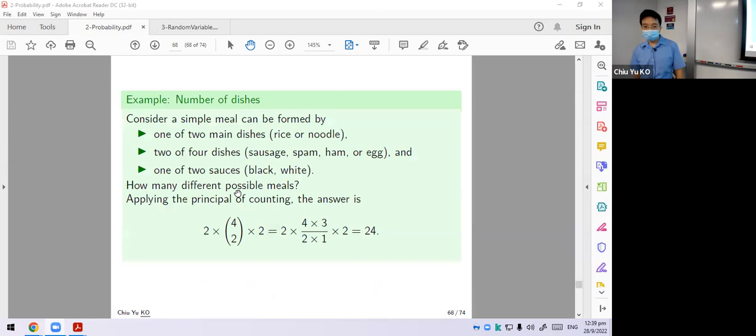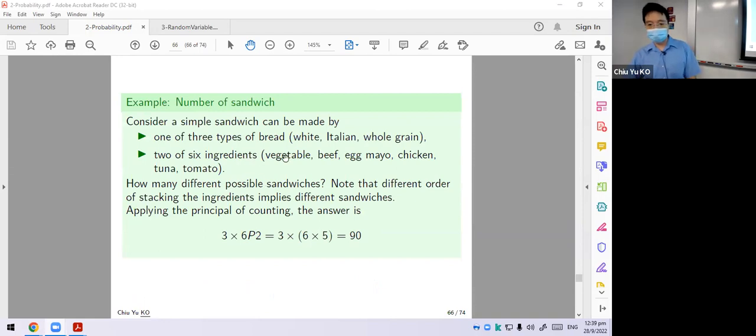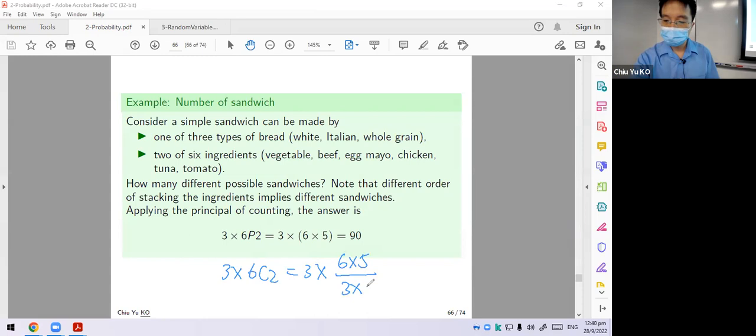Okay. Let's see this question. If you go back to this one, if you really want to say you don't distinguish the ordering of ingredients, then just change 6P2 to 6C2, right? Then what will be the answer? It would be 3 times 6C2, right? In that case, it's 3 times 6 times 5 over 2 times 1, which is 45. So if you don't care about the order, it's 45.